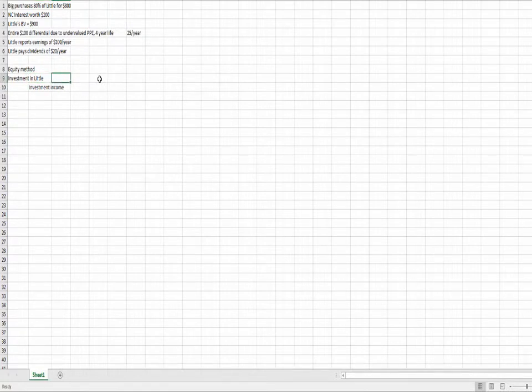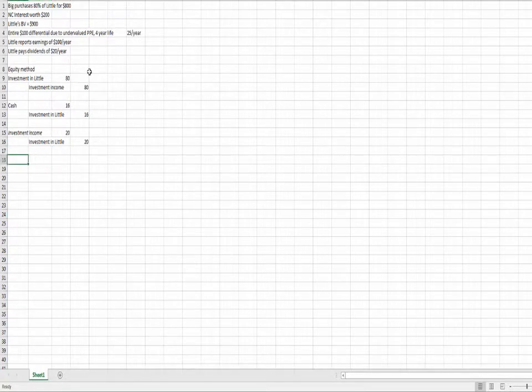Okay, so Little reports earnings of $100. Big is an 80% shareholder, so they get 80% of that 100. Dividends, Little pays $20 in dividends. Big gets 80% of that. And then amortization, again, $25 per year amortization. Big's share is 80% of that, or $20. So that's going to reduce our investment income by our share of that $25.